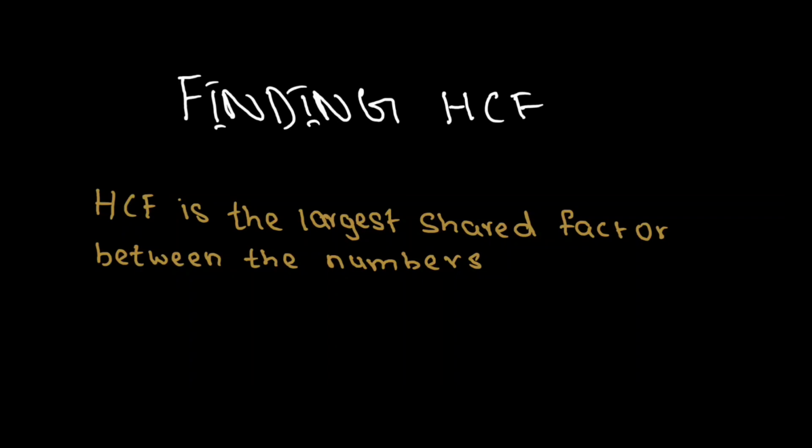This is Insight Arc, and today we'll learn how to find the HCF, or highest common factor, using two simple methods, the listing factors method and the prime factorization method. First, let's quickly understand what HCF means. HCF is the biggest number that can divide two or more numbers exactly, without leaving any remainder. In simple words, it's the largest shared factor between the numbers.